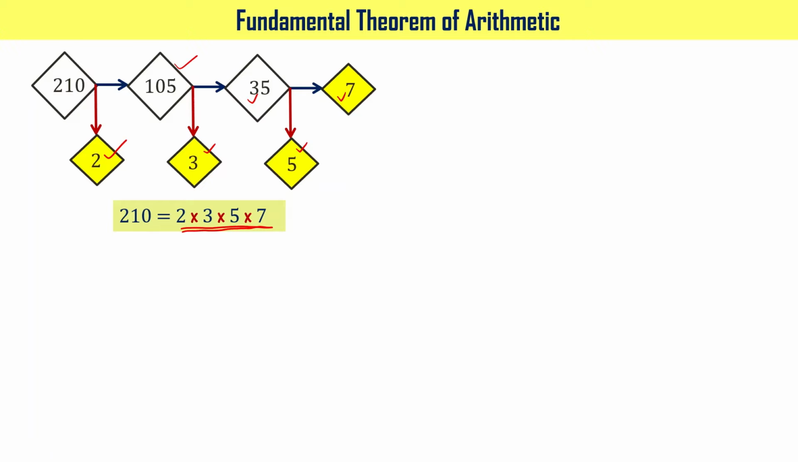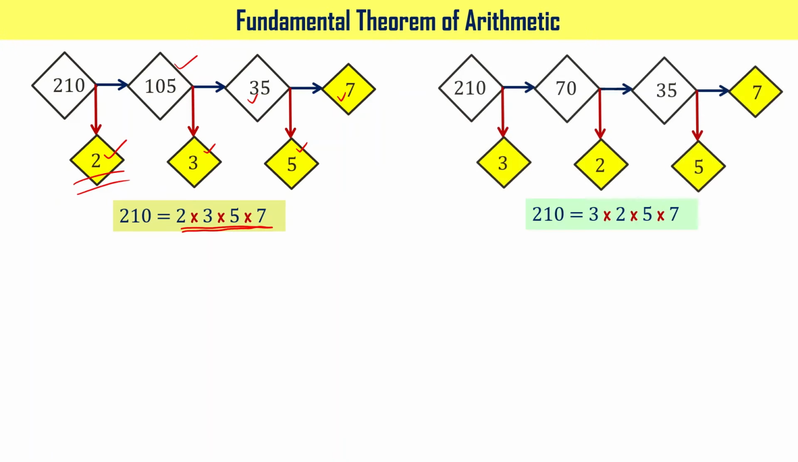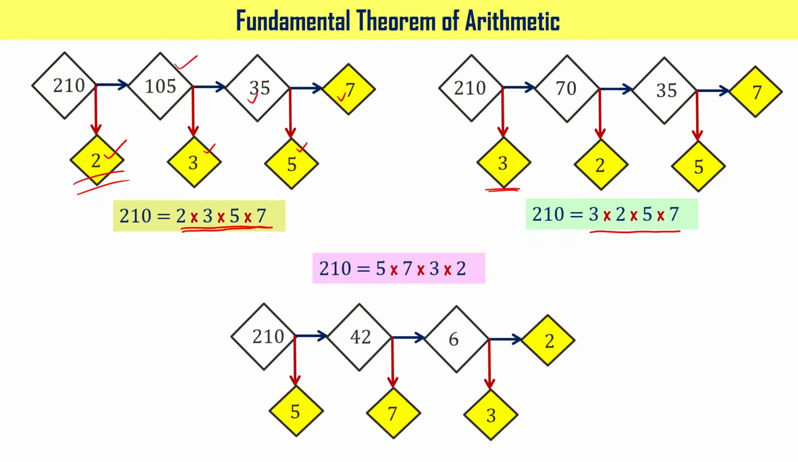Instead of starting with number 2, if I start with number 3, 210 can be written as 3 times 2 times 5 times 7, right? I can even start with number 5. If I start with number 5, 210 can be written as 5 times 42. 42 is a composite number, 5 is a prime number, right? 42 can be written as 7 times 6 and 6 can be written as 3 times 2.